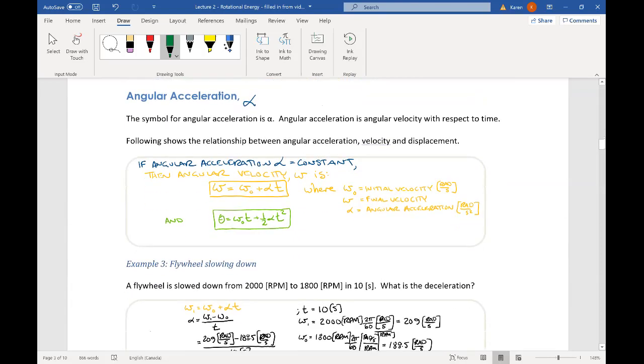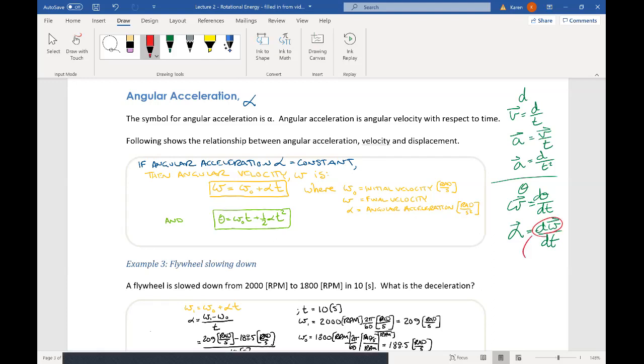Angular acceleration. Remember that we had displacement, and then we have velocity is displacement over time. Then we had acceleration is velocity over time, or acceleration is displacement over time and over time again, so over time squared. And now we have the same thing in rotation, where displacement is the angle theta, and then omega is the change in theta over time, and angular acceleration is the change in angular velocity over time.